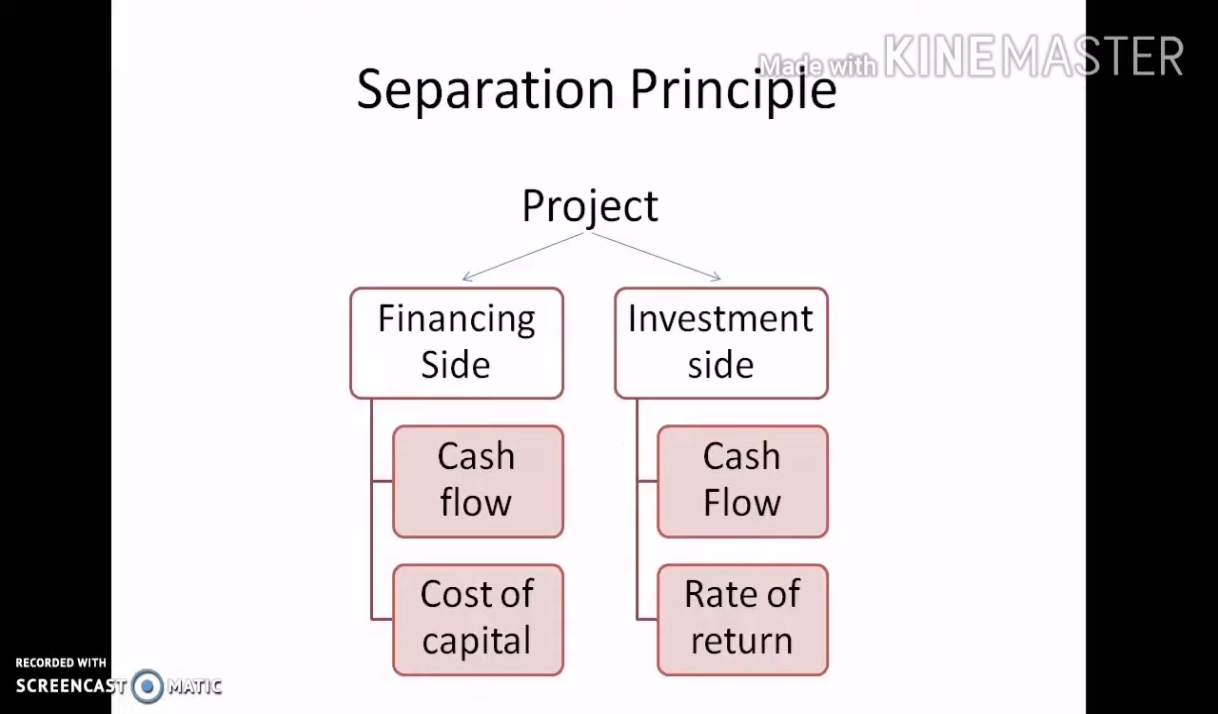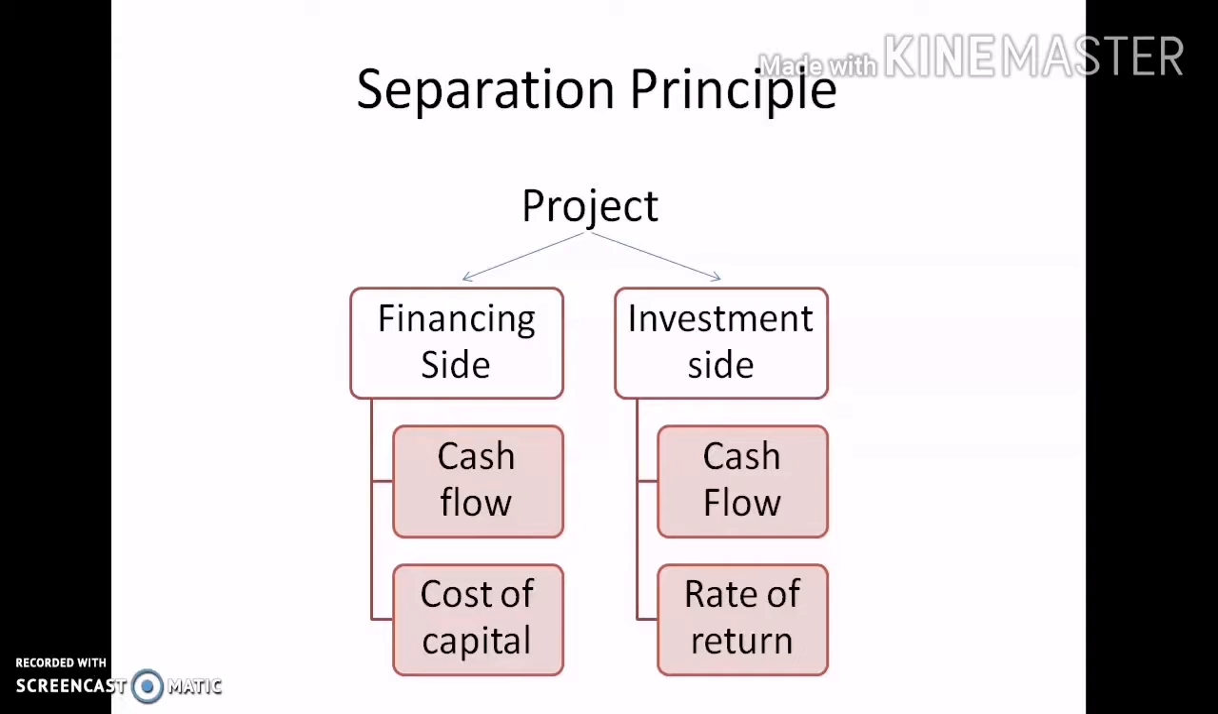Okay, let us elaborate the separation principle. This principle highlights that the project should be evaluated from two different angles. There are two sides of a project, that is, the investment or the asset side and the financing side, and the cash flows associated with these sides should be separated. That means a project should be dealt with from two different angles, that we should clearly separate the financing side and the investment side. Both sides include the cash flows.